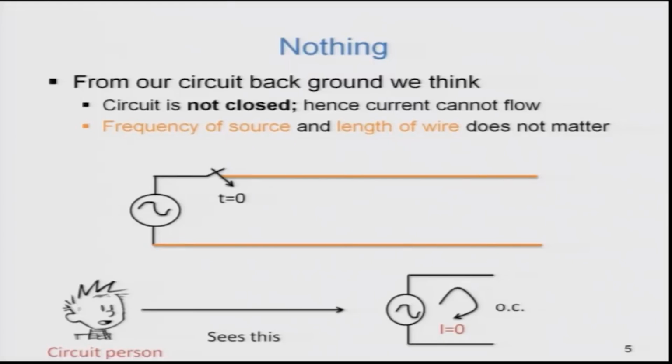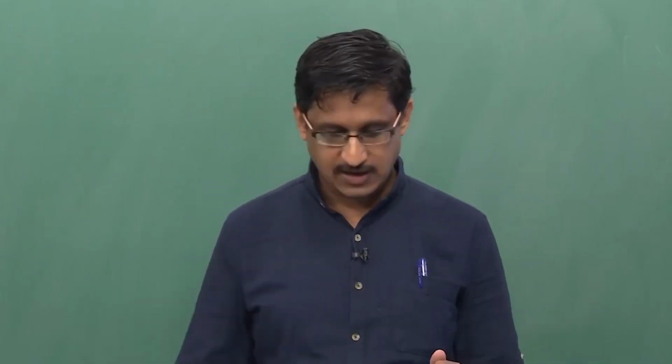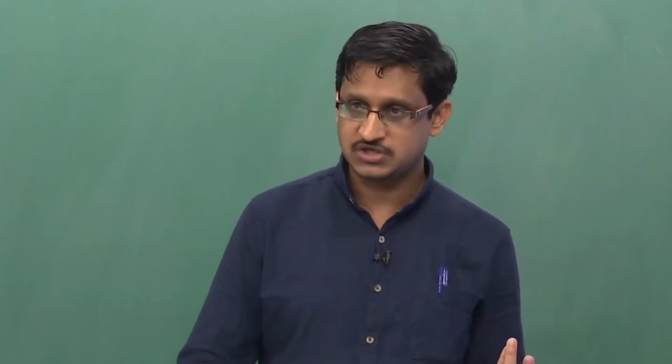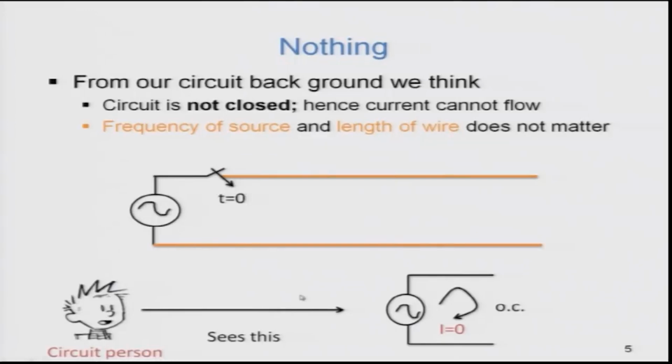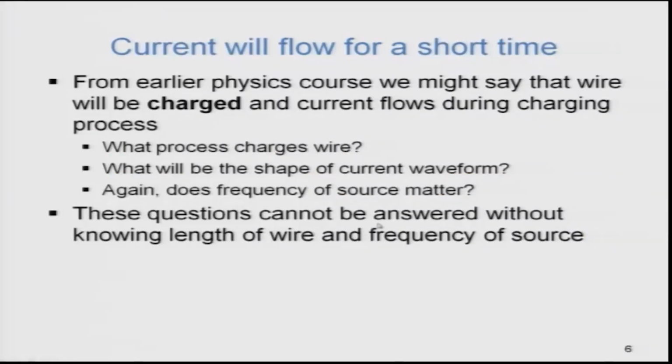So, if you actually think in terms of a circuit, you would see that a circuits person, which I am referring to by this cartoon picture over here, would see a battery or a sinusoidal signal source connected to wires and at the end terminated with an open circuit. Of course, I have not terminated anything, it is just that I have left the two ends as they are and it is an open circuit. Well, current is 0.